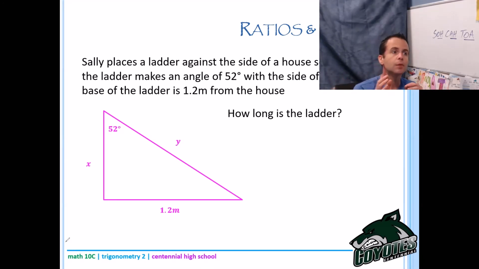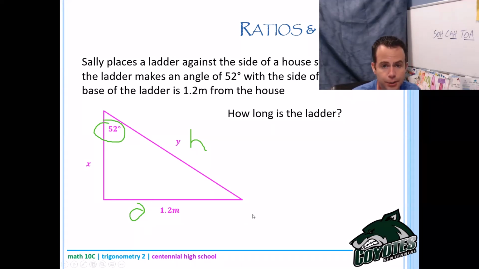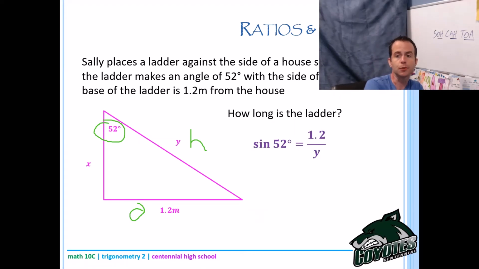So whenever possible, I always want you to only use what was given to you. So what was given to you was the 52 degrees. This is opposite, this is my hypotenuse. Who connects opposite and hypotenuse together? Well, that would be the sine ratio. So we're going to solve this using sine. Sine of 52 degrees equals 1.2 over y.